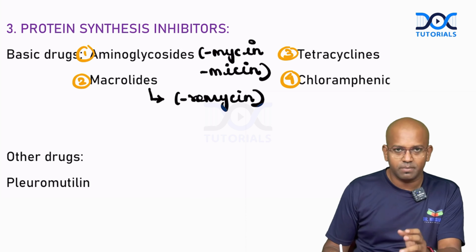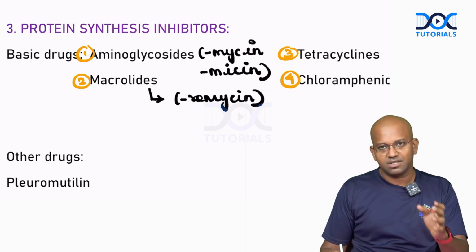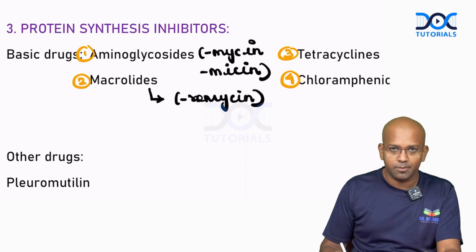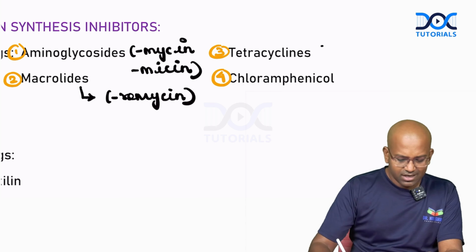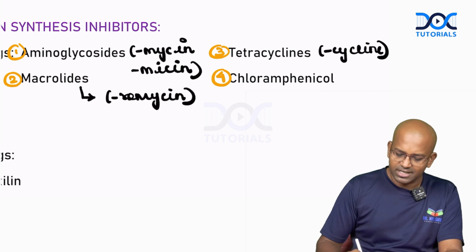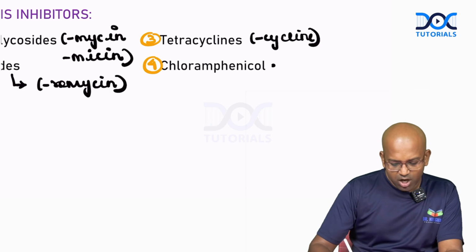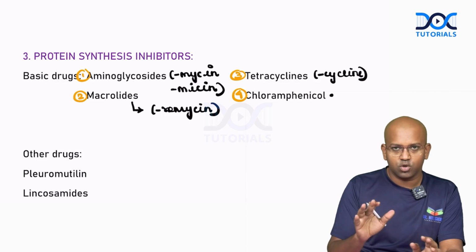Macrolides are erythromycin-type agents like azithromycin, clarithromycin, erythromycin. Those kinds of mycin agents are macrolide antibiotics. Tetracyclines are easily understood, drug names will be ending with cycline, like doxycycline, minocycline, all the cycline agents. Chloramphenicol itself is an individual drug. It is not a group of drugs.